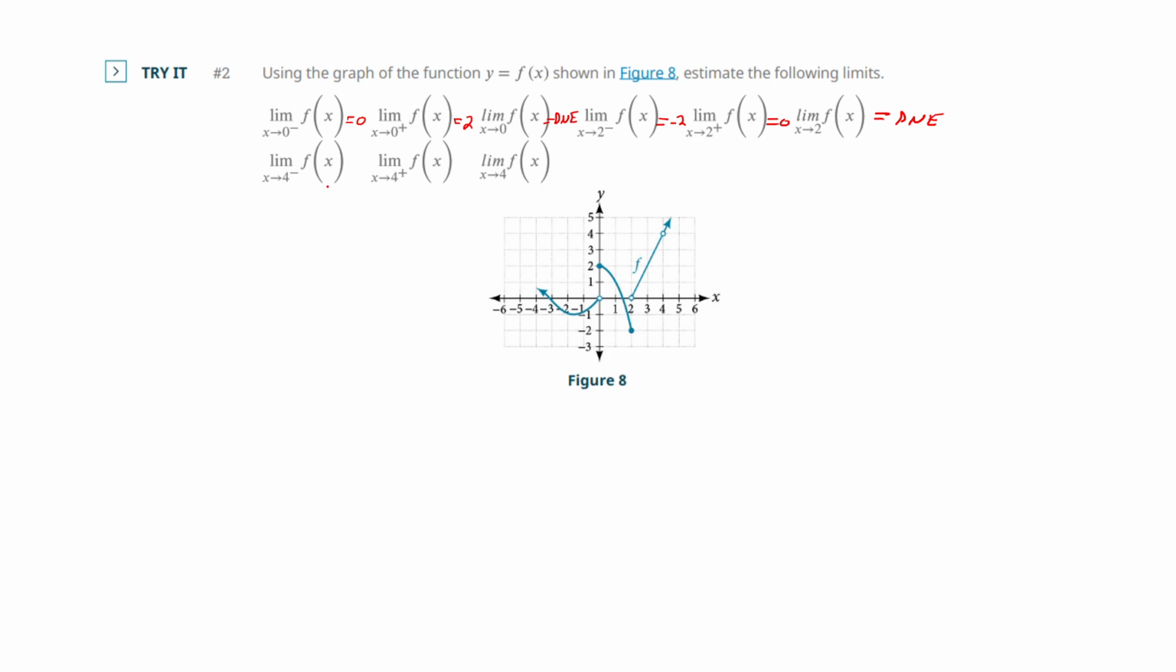This doesn't exist. There is no limit. Okay, now let's jump down here. Let's try it again as we're approaching 4 from the left. As we're approaching 4 from the left, the y value is up here at 4. As we're approaching 4 from the right, the y value up here is also 4. And so we're headed in the same place. The limit from the left and right are the same thing, and so the general limit can be called 4 because it's the same from the right and the left.